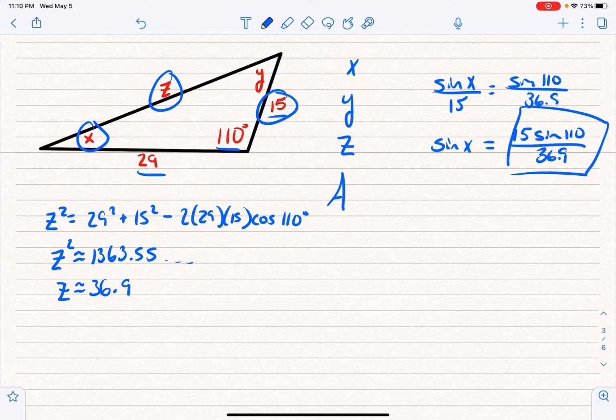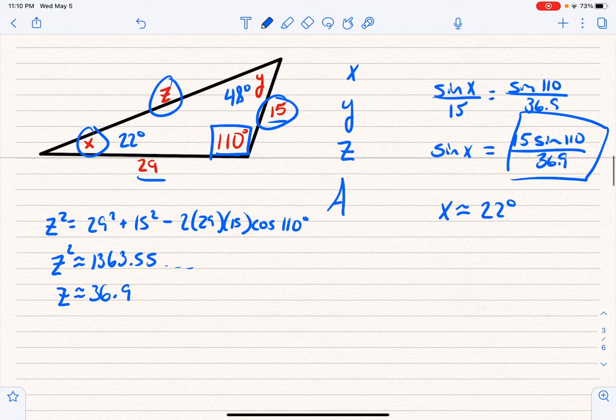So I say inverse sine of 15 times sine of 110, close the parentheses, divided by 36.9, close parentheses. For this, I get that x is about 22.456 degrees, so it's going to round down to about 22 degrees. If x is 22 degrees, and this is 110, that gives me 132, subtract that, and y would have to be 48. So now I have all my answers except one. I don't have the area. I know that x is about 22 degrees, y is about 48 degrees, and z is about 36.9.